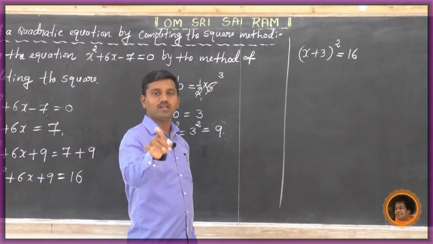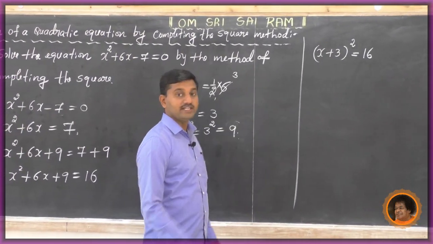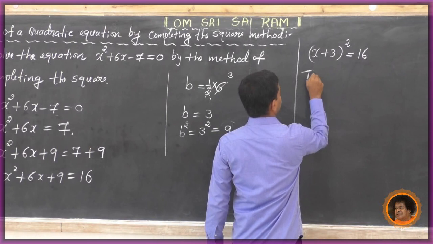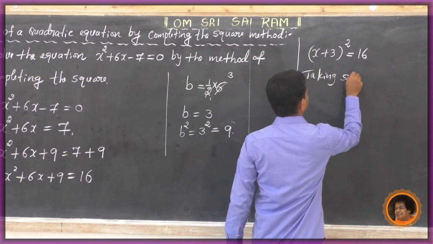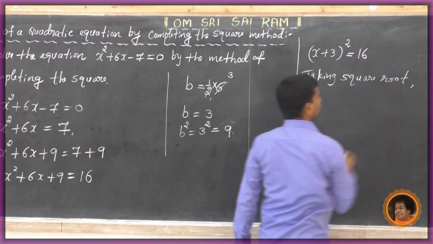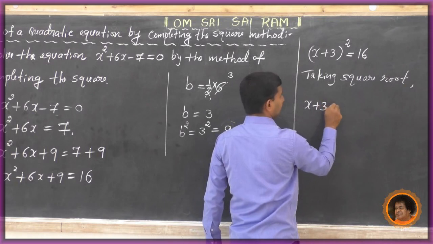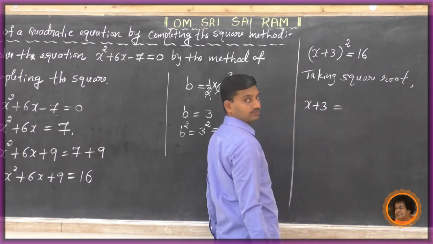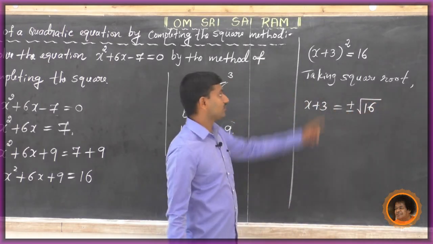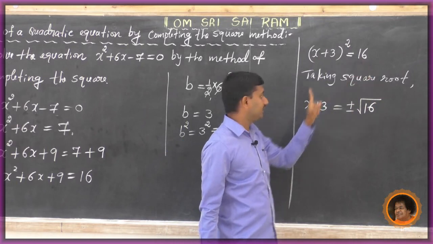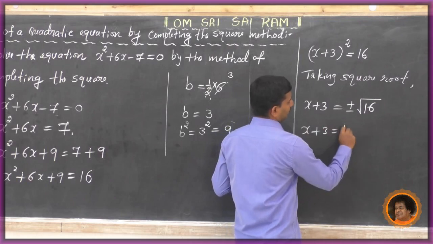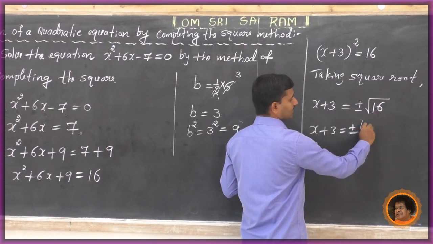Our aim is to find the value of x. How to find the value of x? Taking square root on both sides. So x plus 3 equals plus or minus square root of 16. It has two values because of the square. x plus 3 whole square equals 16, or x plus 3 equals plus or minus root 16. So x plus 3 equals plus or minus 4, since the square root of 16 is 4.